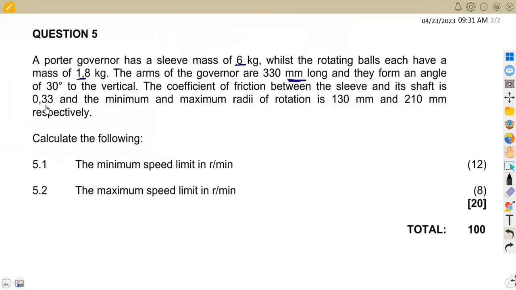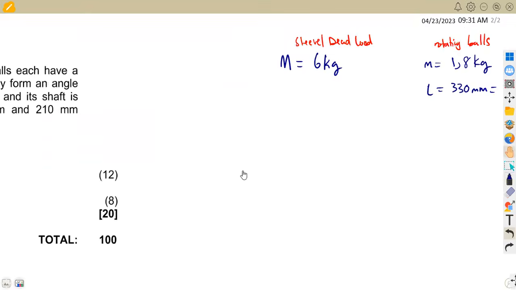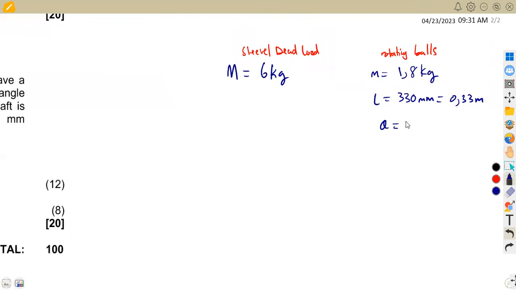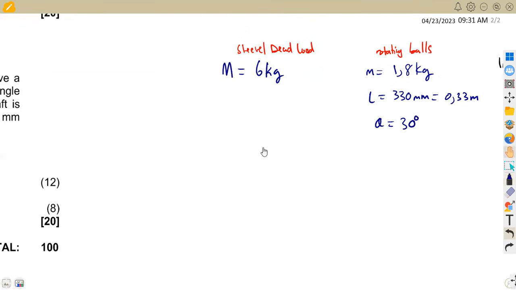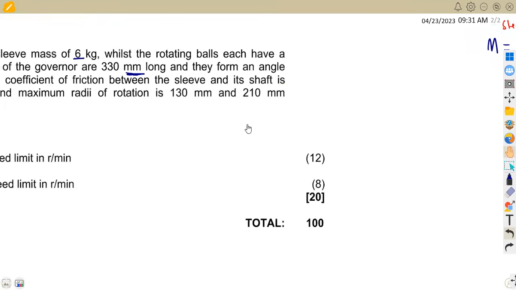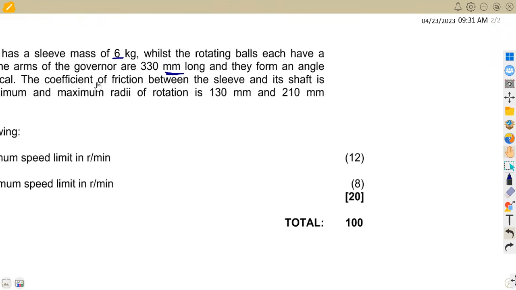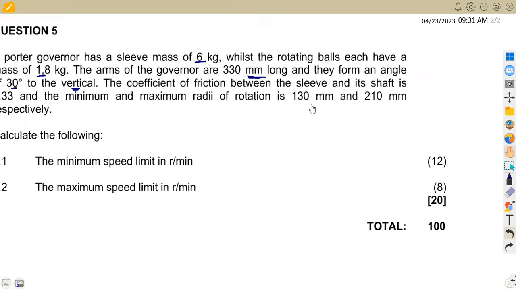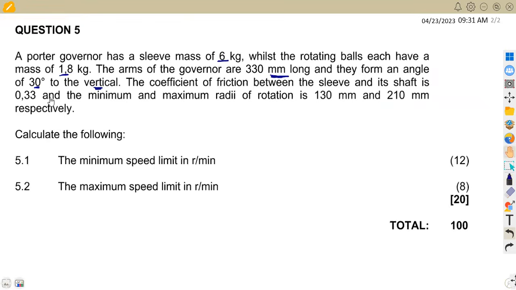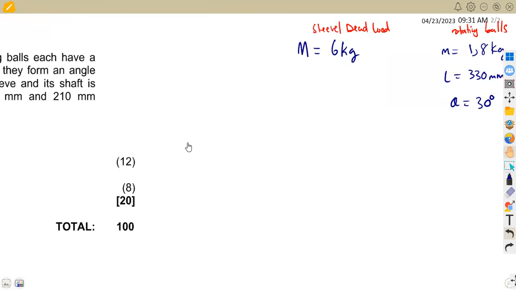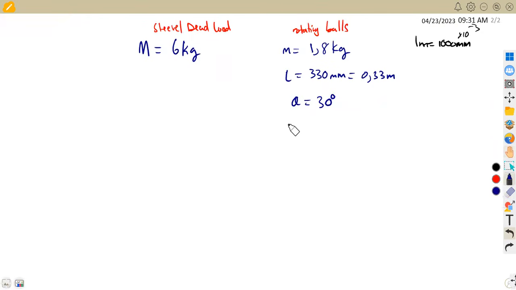And they form an angle of 30 degrees to the vertical. This angle is formed between the arms and the vertical, which is 30 degrees. So that's our theta of 30 degrees. In this case, we're given theta of 30 degrees. Then the coefficient of friction between the sleeve and its shaft is 0.33. We can just write it, coefficient of friction, remember from your engineering science.